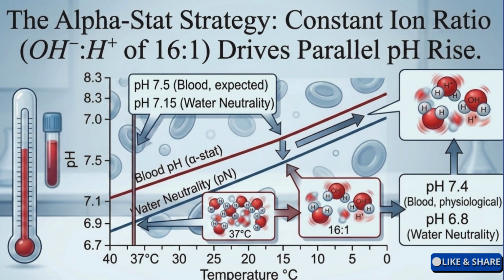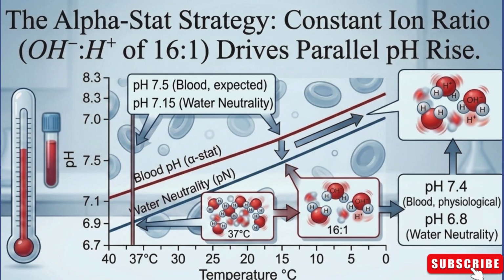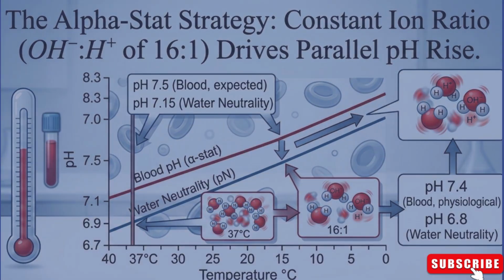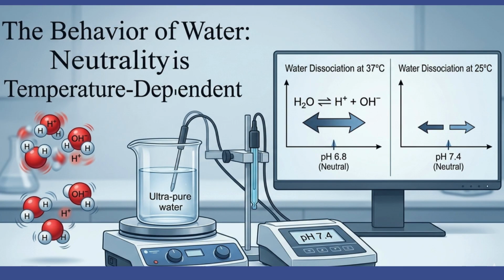To understand alpha-stat and pH-stat, we first need to understand something surprising. Neutral pH is not always 7. Neutral simply means the concentration of hydrogen ions equals the concentration of hydroxyl ions. At body temperature, water dissociates more readily. As a result, the pH of neutral water is approximately 6.8.